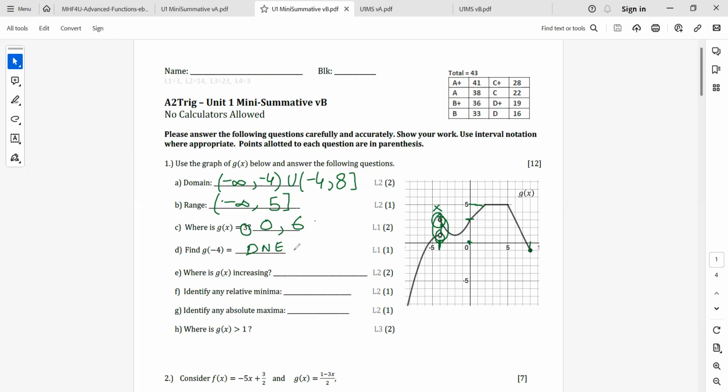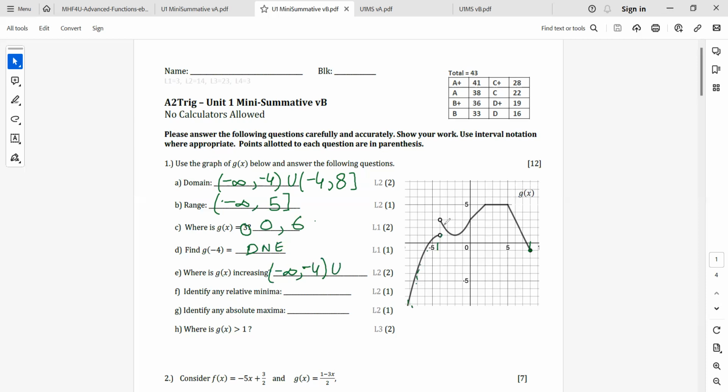Is g of x increasing? G of x is increasing on the negative side. If you need to give me the interval, beta, it's from negative infinity, moving from negative infinity and stopping at -4. Increasing, stopping at -4.